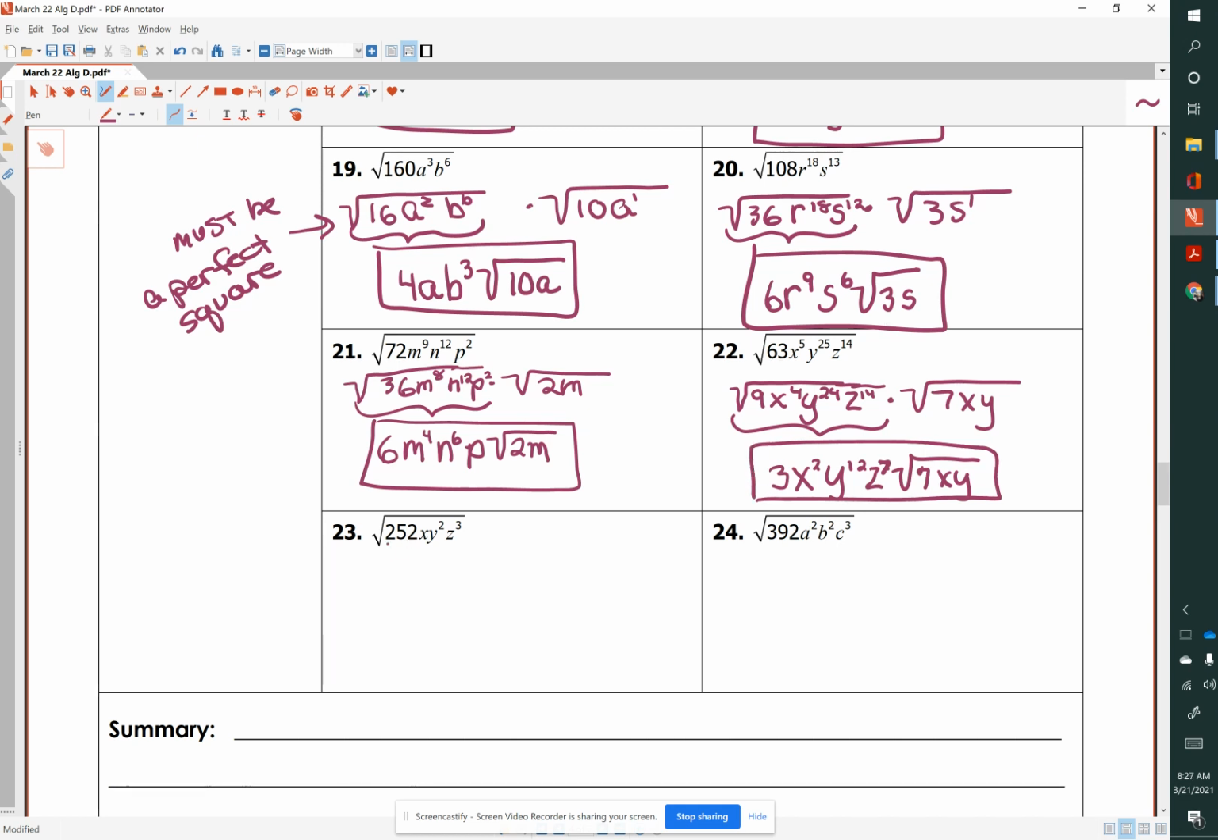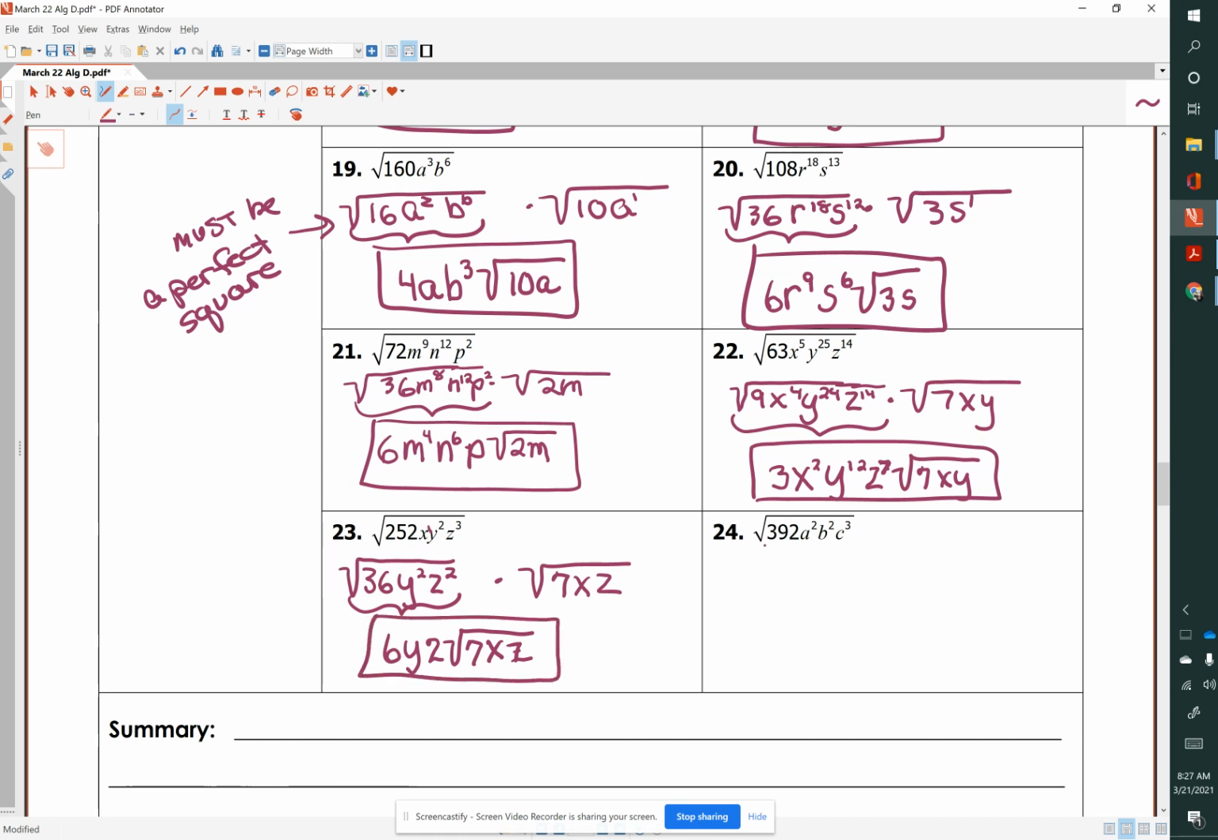Again, number 23, we're going to multiply 36 times 7 to get that 252. So 36 times 7. Now x has an exponent of 1. It's got to come over here. We have our y squared, and z, 3 minus 1 is 2, which means we have to put a z over there. So the square root of 36 is 6. Y, 2 divided by 2 is 1. Z, 2 divided by 2 is 1, times the square root of 7xz.